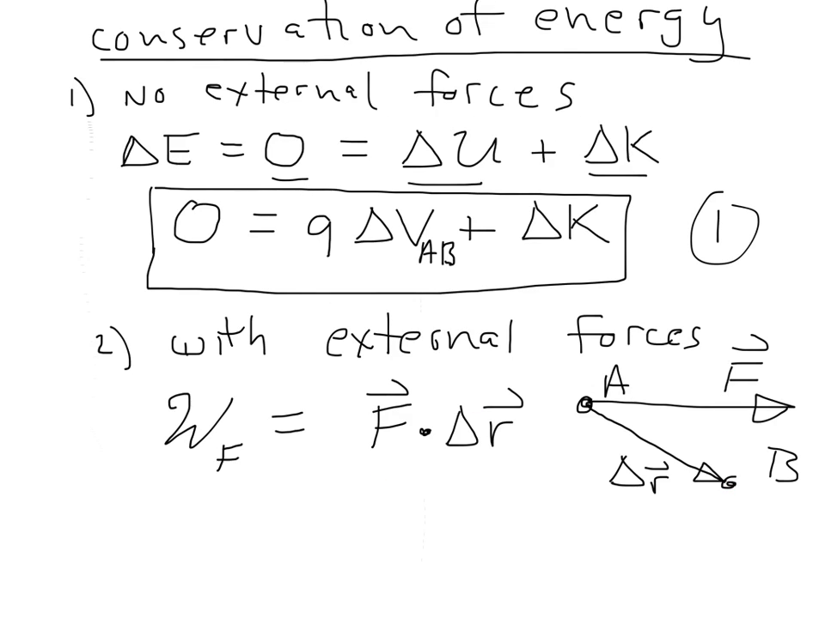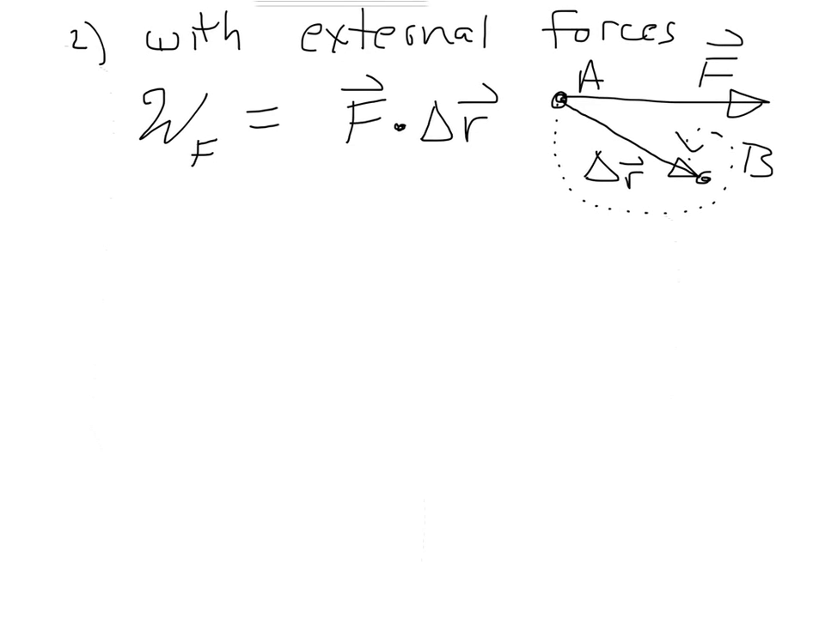Now remember that it doesn't matter the actual path that the object takes. It could take any kind of circuitous path it wants, as long as it starts at A and ends at B, and the force is relatively constant over that interval. This will be the work done by that force. In the case of the electric force, the work done will be, of course, the electric force dotted into delta r.